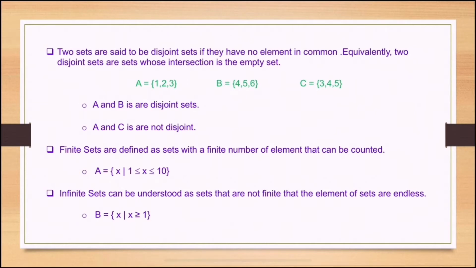Finite sets are defined as sets with a finite number of elements that can be counted. For example, A is X such that 1 is less than X less than 10, which means X is less than 10 and more than 1. Infinite sets can be understood as sets that are not finite, that is, the elements of the set are endless. For example, B is X such that X is more than 1. So the X is countless.